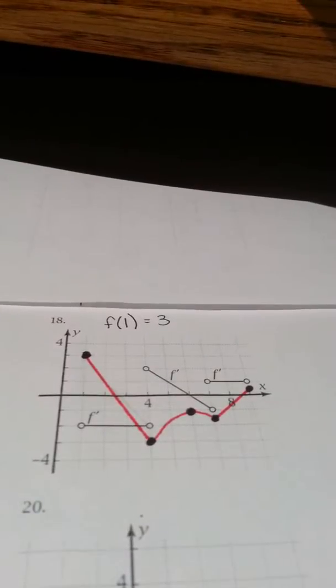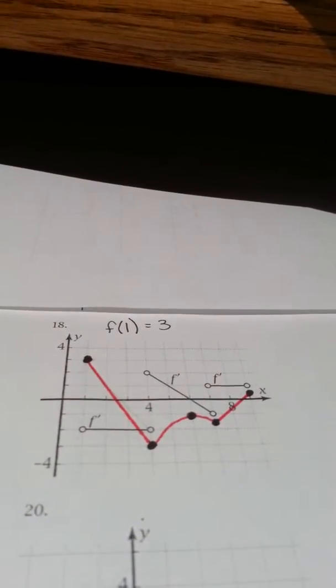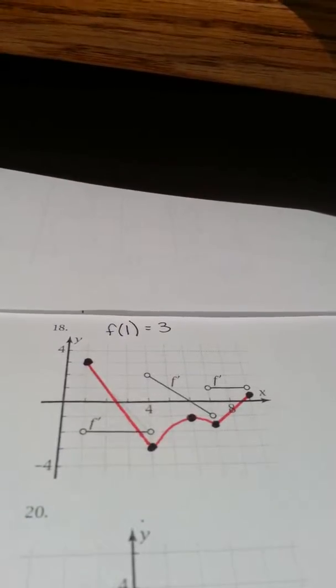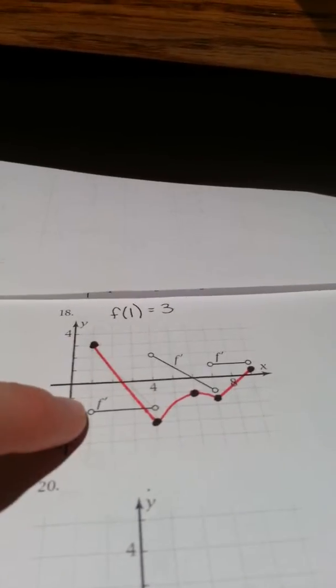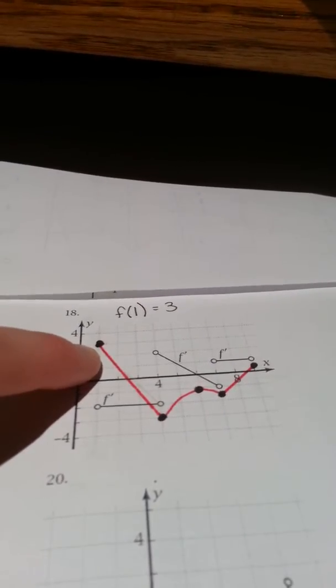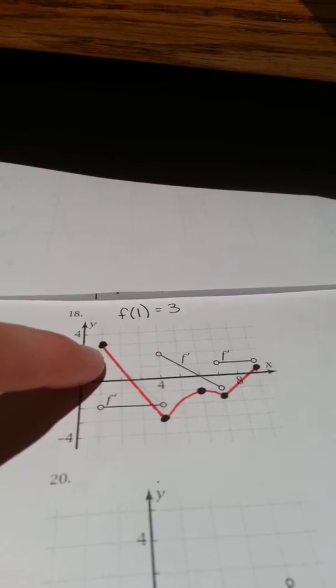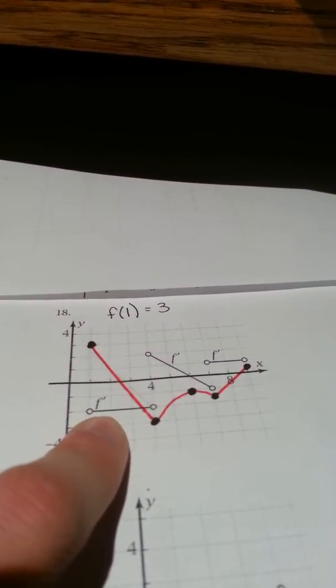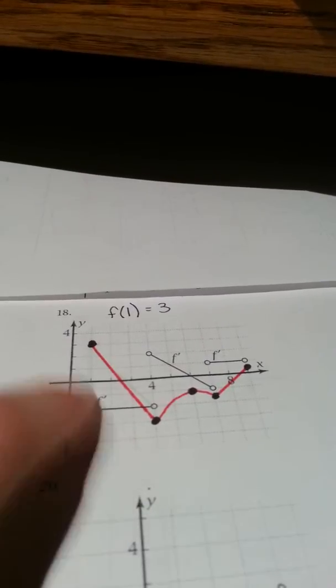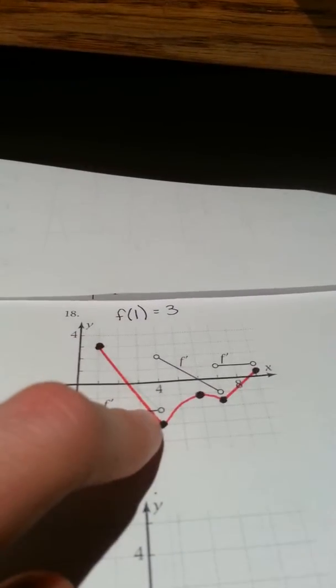I chose number 18, and the initial condition that we were given was f of 1 equals 3. So therefore, I put y at x equals 1 equal to 3. And as you can see, the derivative graph is negative 2, so we know that the slope of this line will be negative 2.